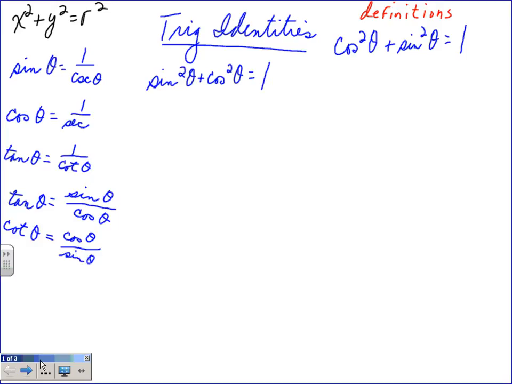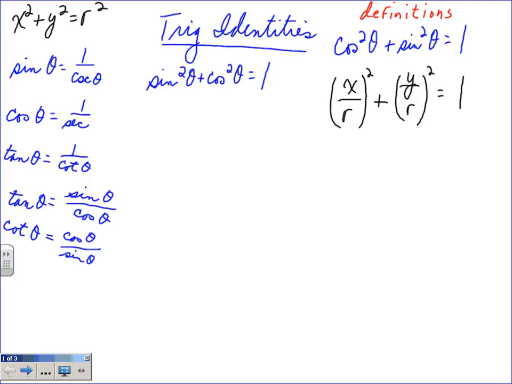All right. What is cosine squared now in terms of definition, in terms of x's, y's, and r's? What is cosine? X over r, right? Cosine is x over r. Cosine squared is x over r squared. Sine is equal to y over r. And sine squared would be y over r squared. Okay? I want to show that that's equal to 1.